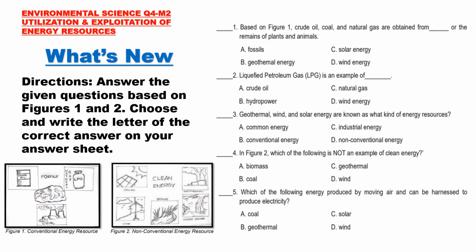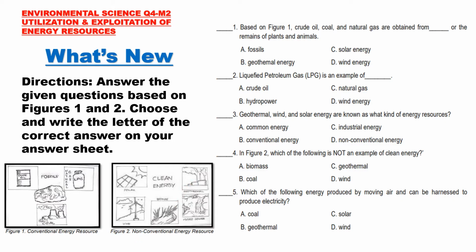What's new? Answer the given questions based on figures 1 and 2. Choose and write the letter of the correct answer on your answer sheet. So for figure number 1, we have conventional energy resource, we have crude oil, natural gas, and coal. Next, for figure number 2, we have non-conventional energy resource. We have solar, wind, biomass, hydropower, and geothermal. So let us answer the questions based on figures 1 and 2.